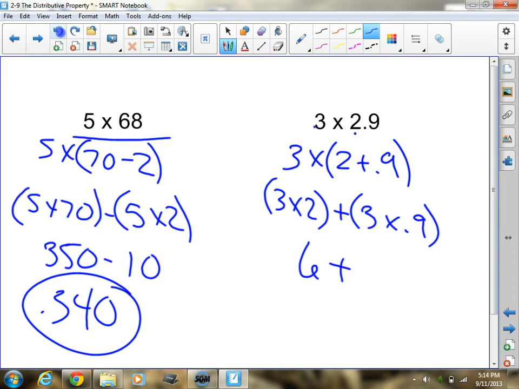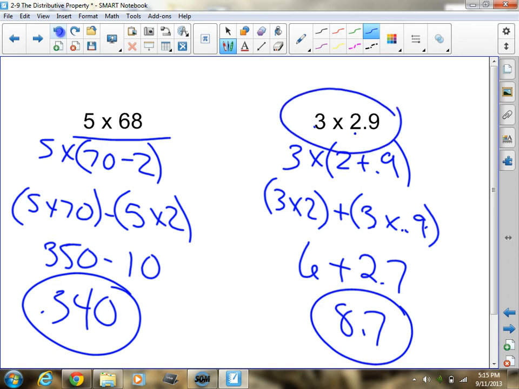So we'll see. 3 times 9 is going to be 27. Add 1 decimal place, it's going to be 2 and 7/10. 6 plus 2 and 7/10, it's easy. 8 and 7/10. So I went from a very complex problem, and normally I need to write all that out, to very simply 3 times 2, 3 times 9/10, bam, 8 and 7/10.